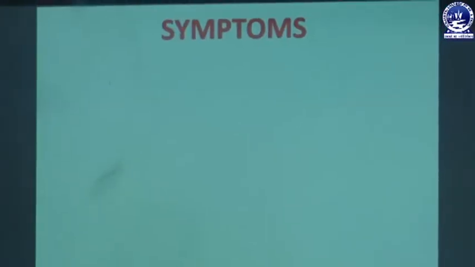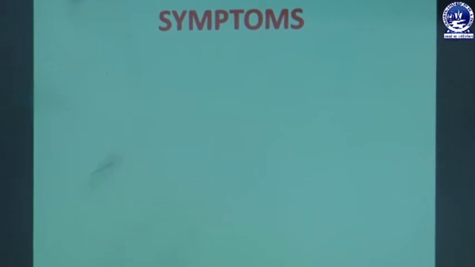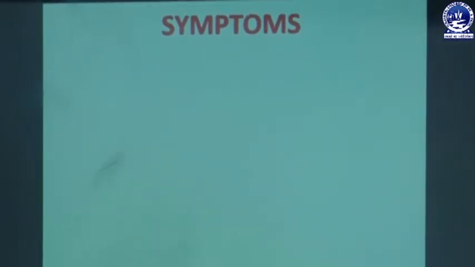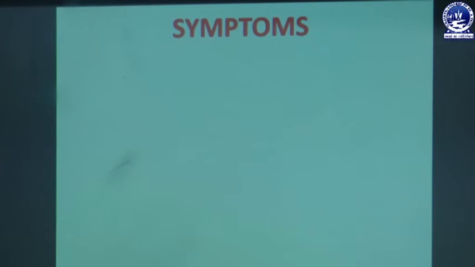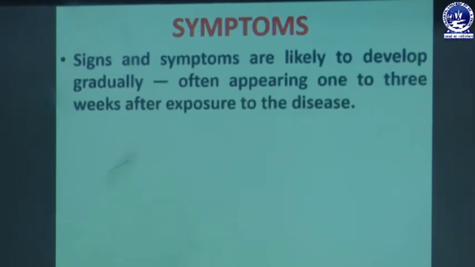And there are some symptoms related to typhoid disease, through which we can detect or define that the person is suffering from typhoid disease. These signs and symptoms are likely to develop gradually, often appearing 1 to 3 weeks after exposure to the disease. And when a person is infected by the bacteria Salmonella typhi, through that bacterial infection, the person suffers from typhoid disease.